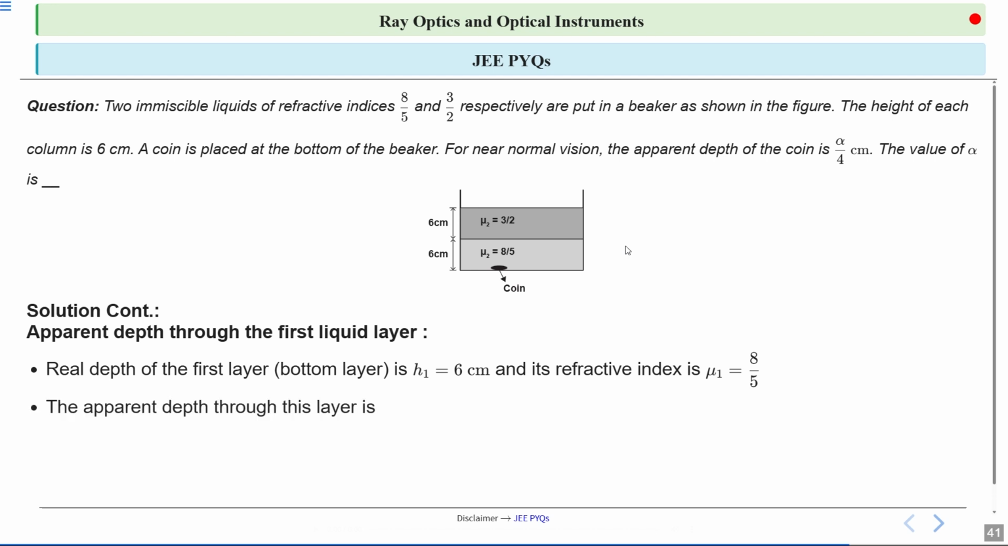Now we'll calculate the apparent depth through this layer. This involves using the formula for apparent depth, which is the real depth divided by the refractive index. So the calculation for the apparent depth through the first layer is shown as h dash equals h1 upon mu1 equals 6 upon 8 by 5. This equation demonstrates how we apply the formula to find the apparent depth.